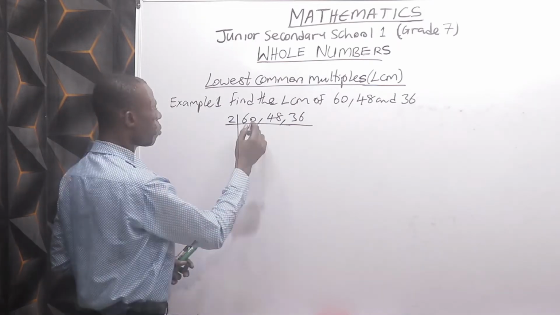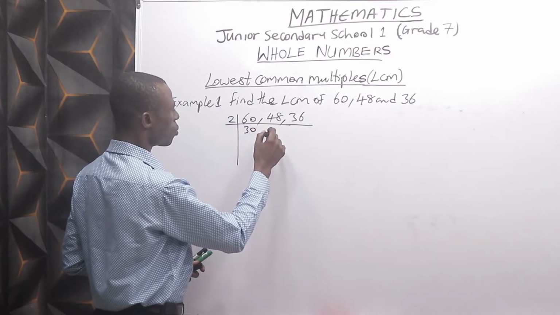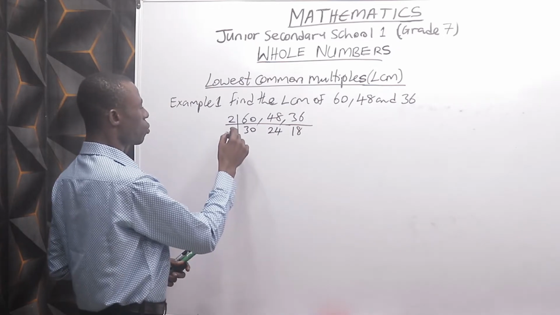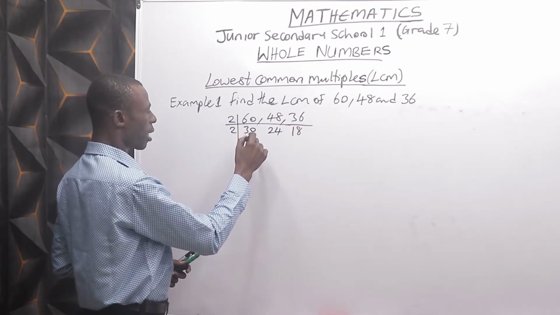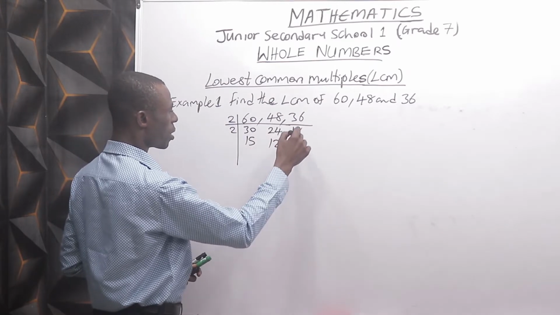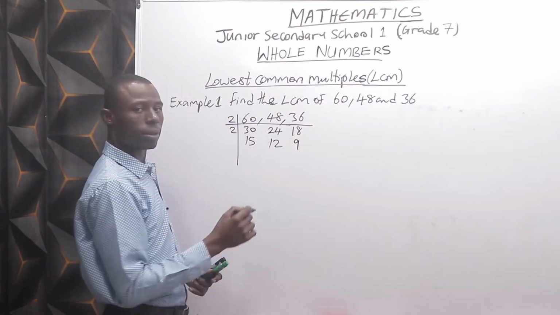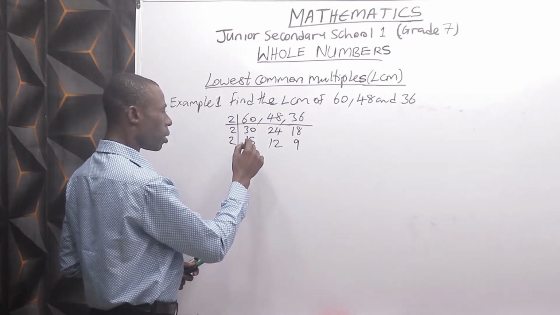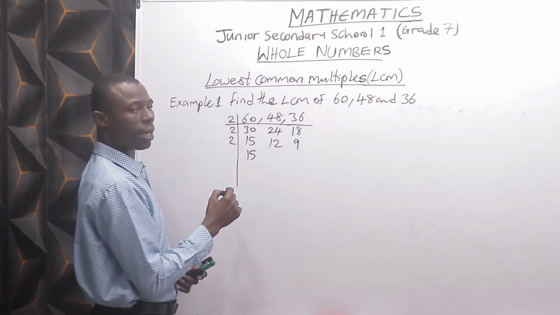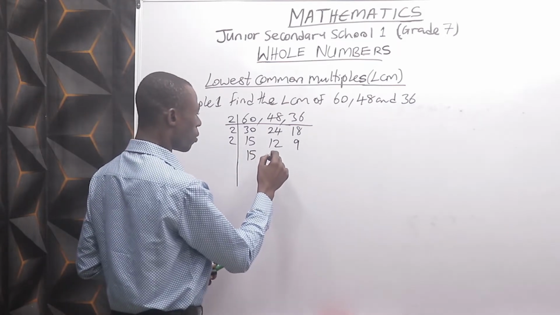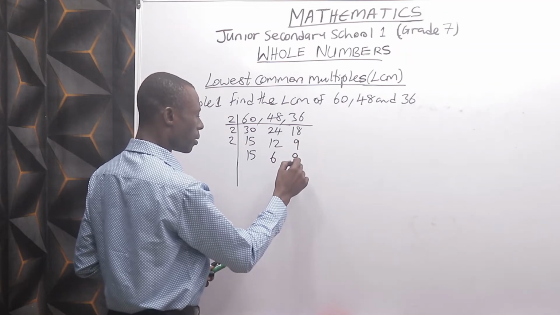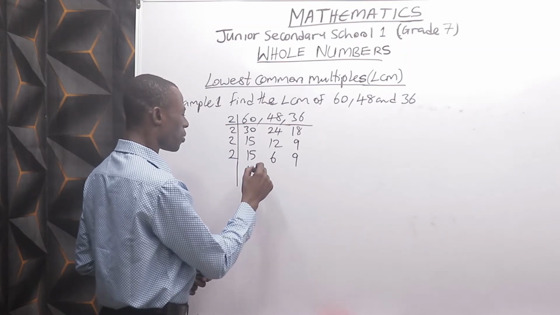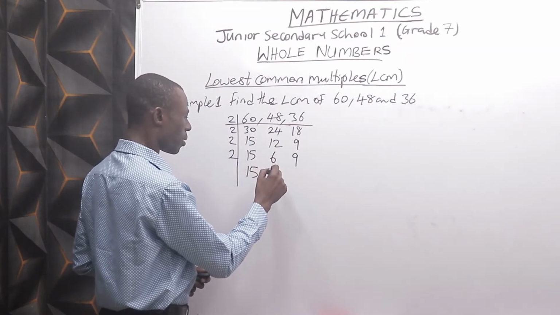2 in 60, that's 30, 24, 18. 2 again goes in 30 15 times, in 24 12 times, in 18 9 times. 2 can still divide 12, but we repeat 15 since 2 cannot divide it. But it goes in 12 6 times, we repeat 9. 2 can still divide 6. For that sake, we are still using it. Repeat 15. 2 in 6, that is 3.